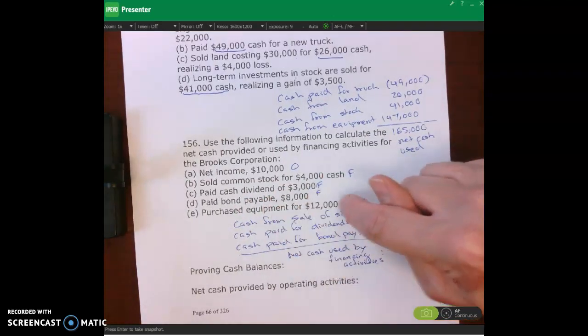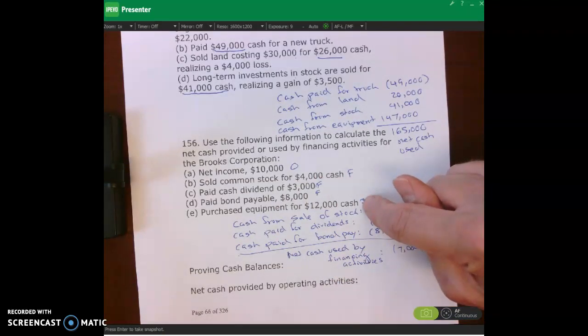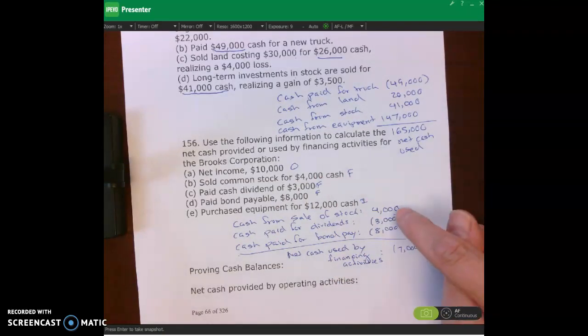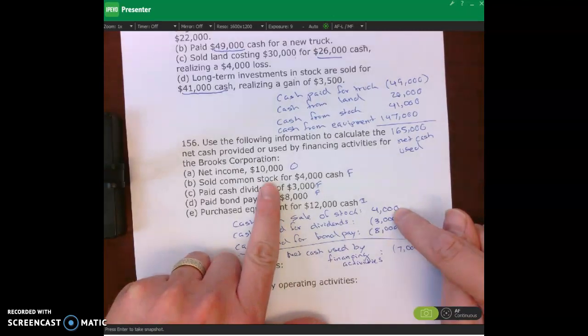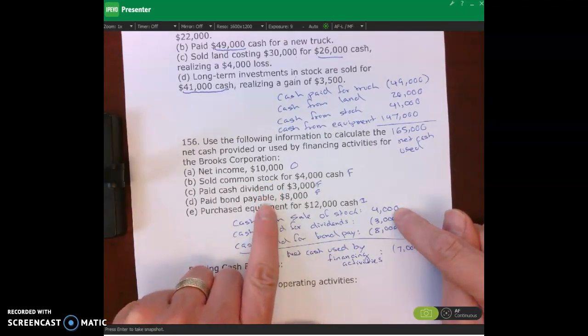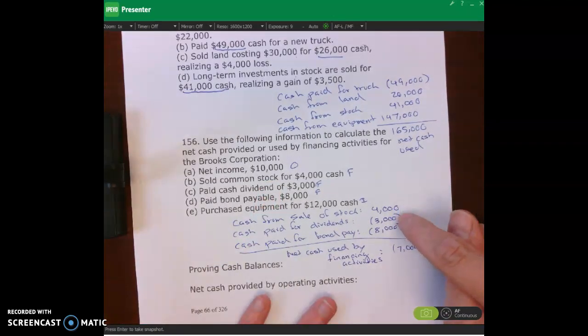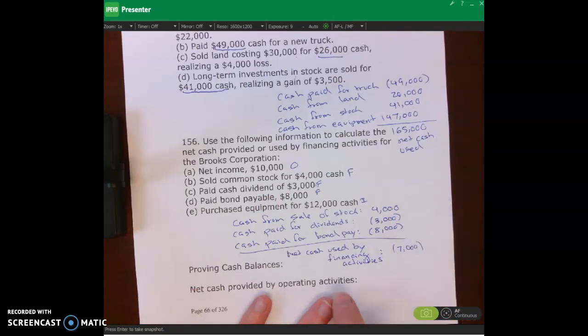Purchase equipment deals with long-term assets, that's investing. So I can take my 4,000, which is a cash inflow, minus the 3, minus the 8, which is negative 7. This is my net cash used because my cash outflows exceed my cash inflow. So I say net cash used by financing activities.